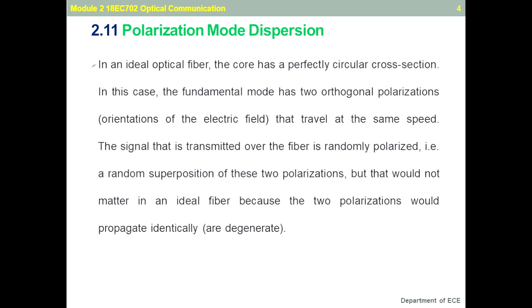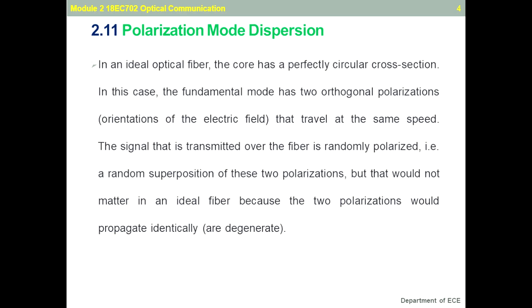In an ideal optical fiber, the core has a perfectly circular cross section. Here, in the fundamental mode, LP01 is a fundamentally linearly polarized mode. Here we have two orthogonal polarizations, namely horizontal polarization and vertical polarization. Polarization is the resultant of what? The orientation of the electric field. Hence, the two will travel at the same speed. Actually, in the ideal case, both are traveling at the same speed. The signal that is transmitted over the fiber is randomly polarized, that is, a random superposition of two polarizations.